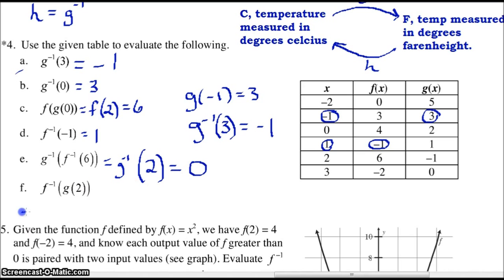Lastly, f inverse of g of 2. Well, g of 2 is our input. The output is -1 from g. Then we want the inverse of f. So here, that means the output was -1, and the original input would be x or 1.